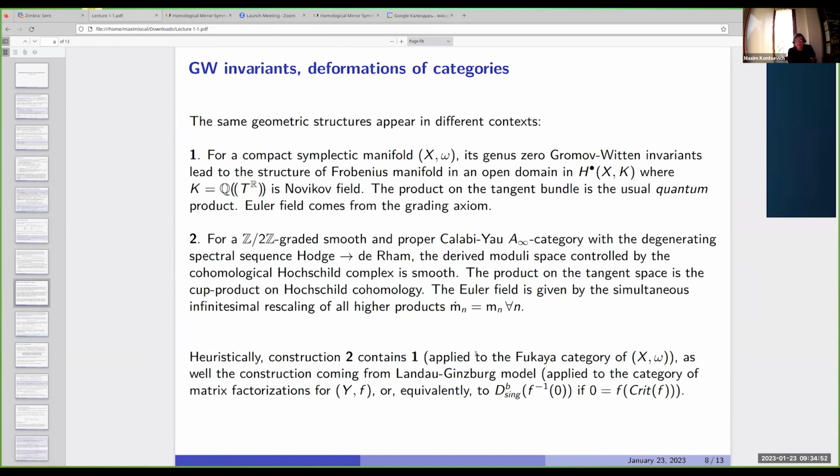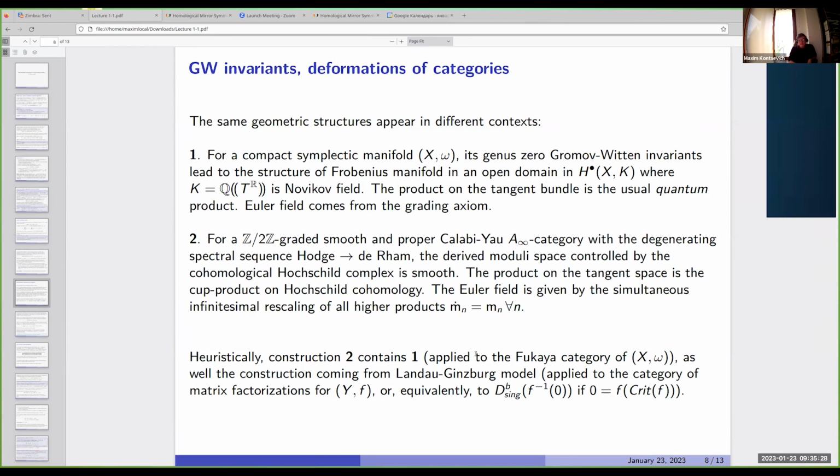There is a kind of plural, a geometric origin or symplectic origin, and this algebraic origin. You start from a smooth and proper Z/2-graded Calabi-Yau infinity category with degenerate Hodge-to-de Rham spectral sequence. And then the derived moduli space of such categories, controlled by a cohomological complex, is automatically smooth. The product on the tangent space is the cup product on Hodge cohomology, and the Euler field is given by simultaneous infinitesimal scaling of all higher products with the same speed.